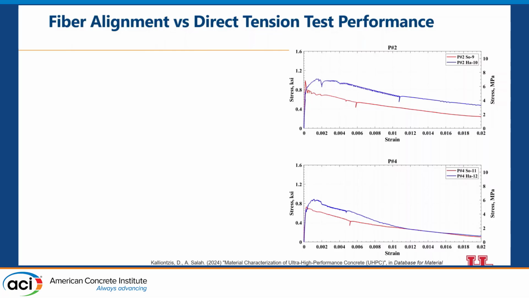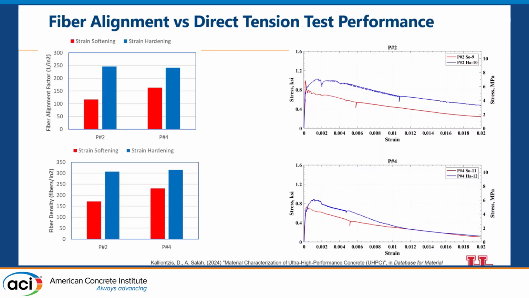And here's another test for another pair of samples. Again, the blue one is strain hardening, and the red one is strain softening. After the samples were tested, we also made a cross-section through them and did image analysis. The top plot here is the fiber alignment factor, the factor F that we talked about. There is a pretty good correlation between the fiber alignment factor and the strain hardening or softening behavior. The lower plot shows the fiber density, a pretty good correlation as well.